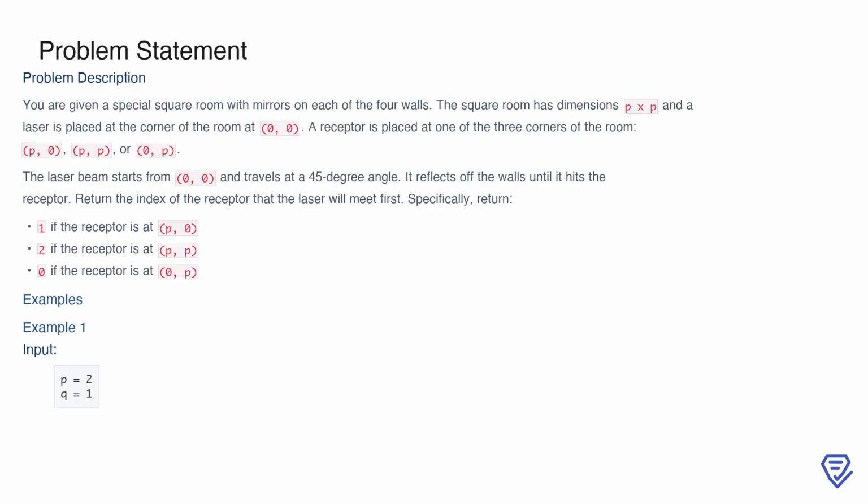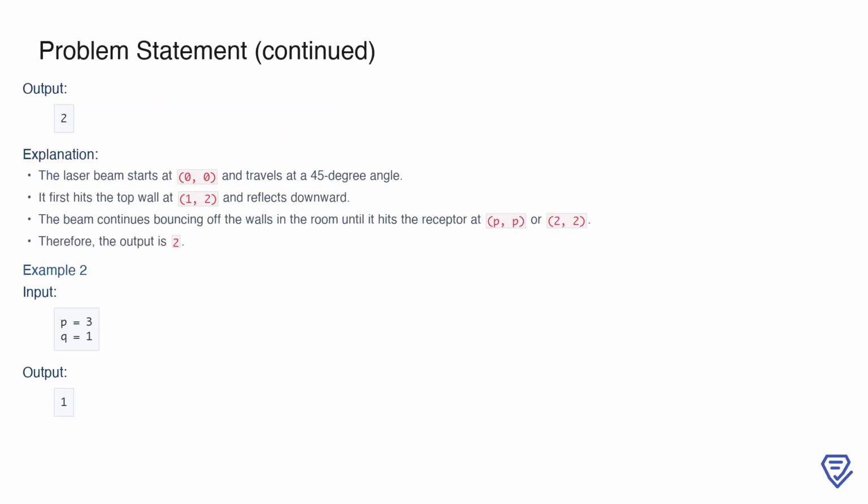When the laser is turned on, it travels at a 45-degree angle and bounces off the walls of the room until it eventually hits one of these receptors. Your task is to determine which receptor the laser will hit first. The output should be 1 if it hits the receptor at P, 0, 2 if it hits the one at P, P, or 0 if it reaches the receptor at 0, P. Let's look at an example to make this clearer.